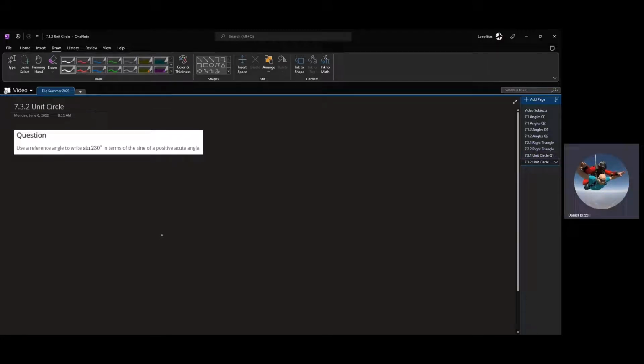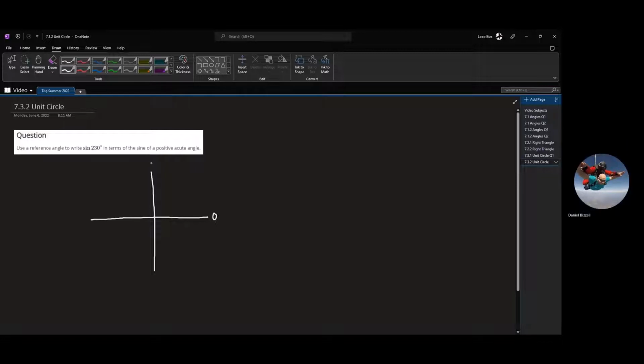This question wants us to use a reference angle to write sine of 230 degrees in terms of the sine of a positive acute angle. So let's draw out our situation. So we've got 0, 180, 270, way back around to 360. Okay, and then we have 230 degrees, which is going to be in quadrant 3.